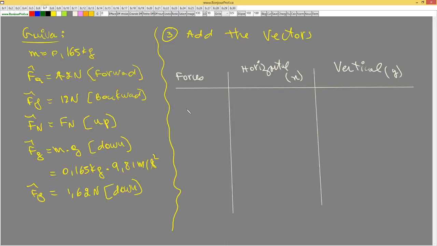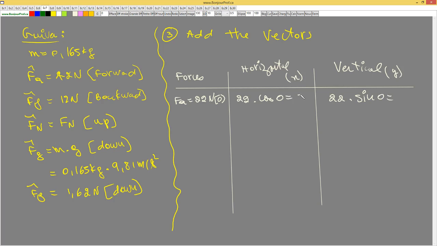What is the first force? It is Fa. It is 22 Newton. And the angle here was 0. So what are we going to put? 22 times cosine 0. And here 22 times sine 0.